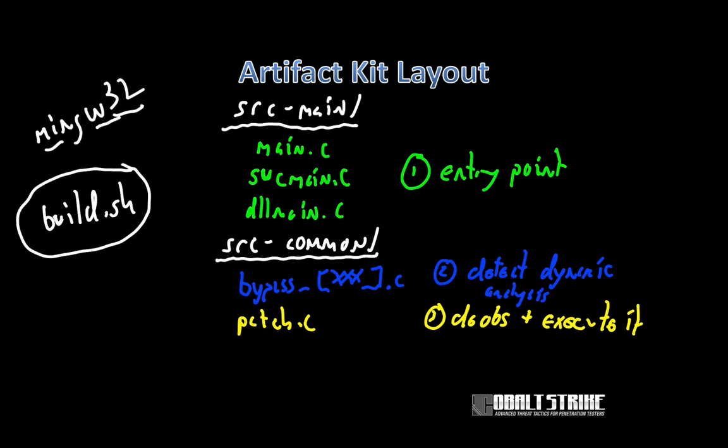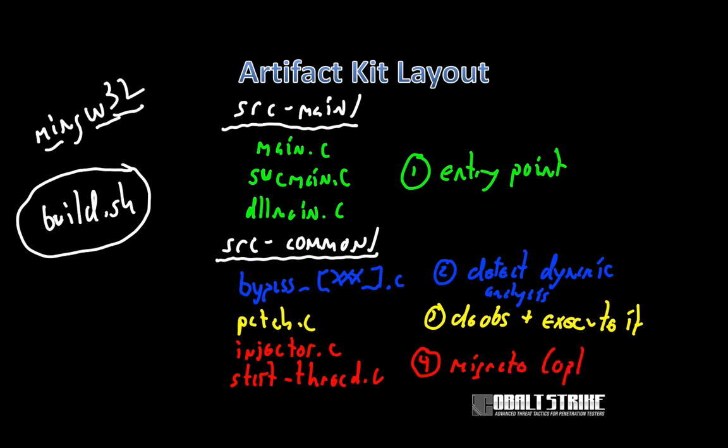But some artifacts do migrate. And to do that, they spawn a new program, which is rundll32.exe by default, and you probably don't want that. These artifacts then allocate memory in that temporary process and create or hijack a thread to run our payload in that child process. And so injector.c and startthread.c control this process. And so that's our kind of fourth step, which is optional for some artifacts, and that's migrating. And there you have it. That's the artifact kit.